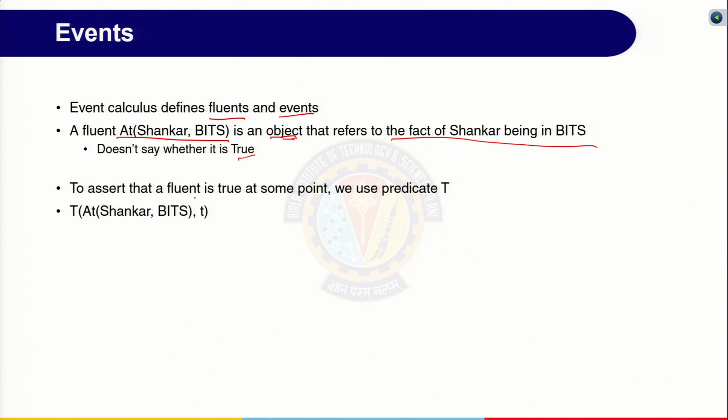If you want to calculate whether this fluent is true, then we use a predicate T. Predicate T is used to calculate the truth value as a time dependent factor. Earlier we used to calculate truth values without having time in the picture. Now we have time as a factor in calculating the truth value. So this particular statement holds at particular time intervals but not all the time. So that we are now able to define using event calculus.